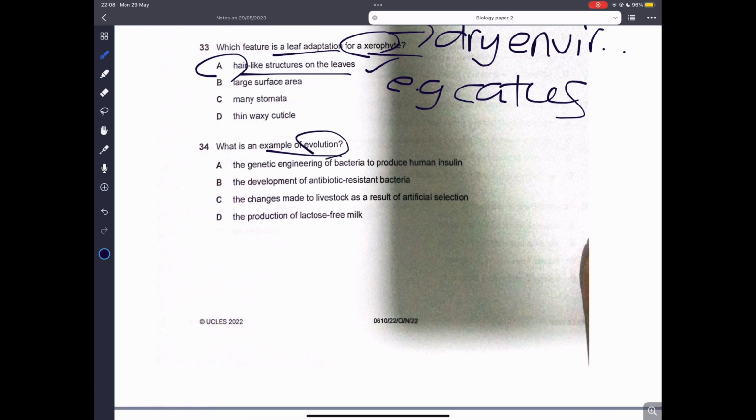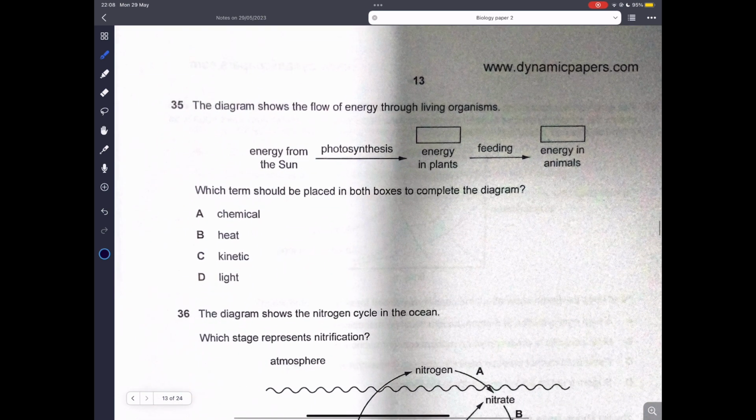What is an example of evolution? Evolution, well, it has got to do with natural selection. So the development of antibiotic-resistant bacteria. So B is the correct answer.